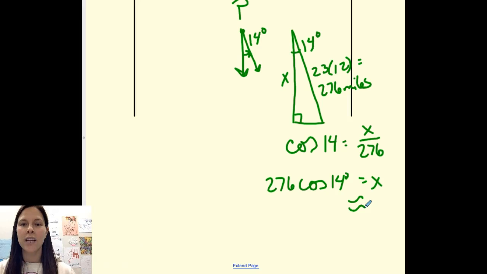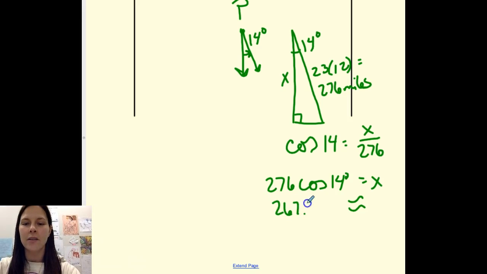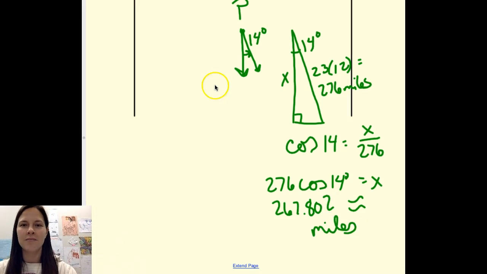Make sure your calculator is in degree mode. We are back to degrees for this unit before you enter this in. And I got about 267.802 miles directly south of where it started.